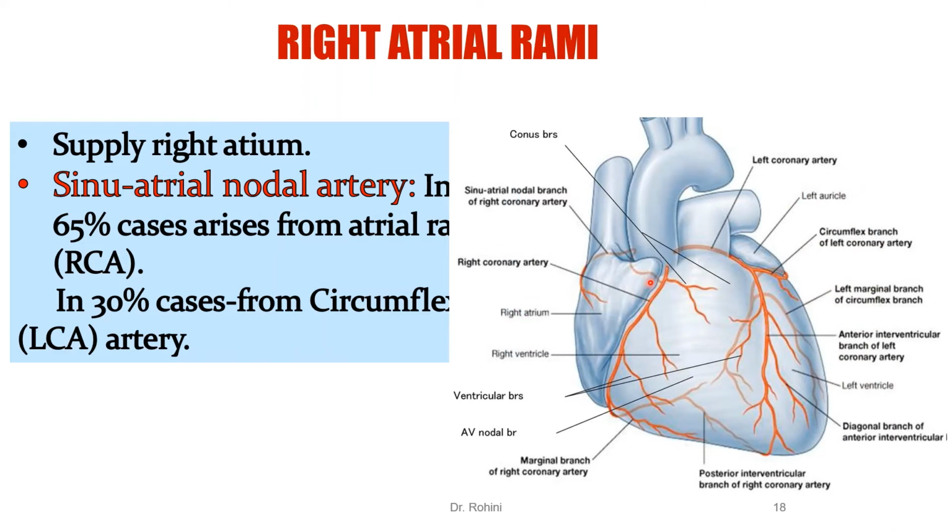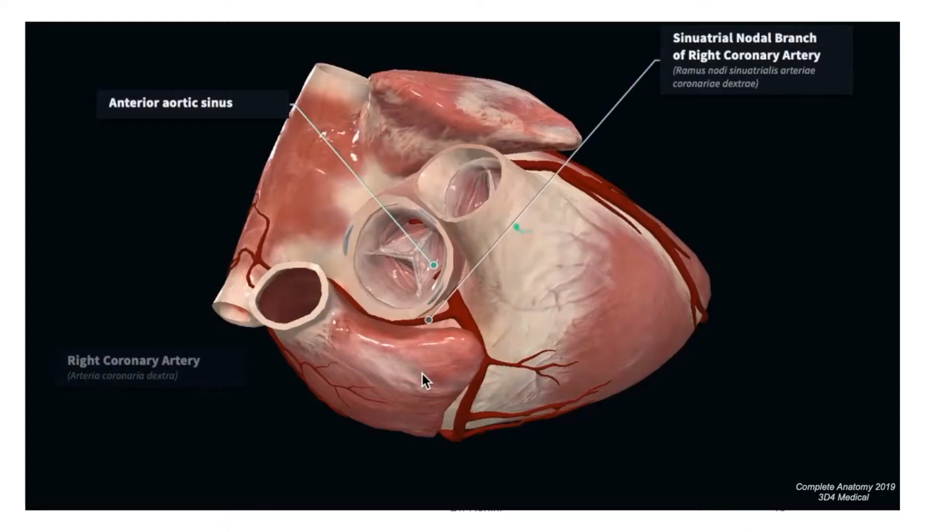So we can see here, this is your right coronary artery. From this, one of the branches is going towards this side. Now in this image, I can show you clearly, this is your anterior aortic sinus, this is the ascending aorta. Fine, this is the anterior aortic sinus, right posterior, left posterior aortic sinus. You can see the coronary ostium. So this is the right coronary artery.